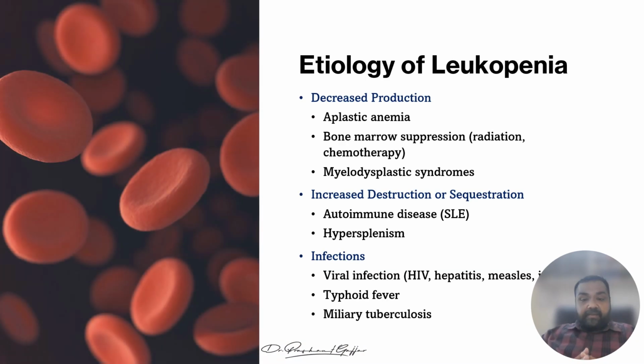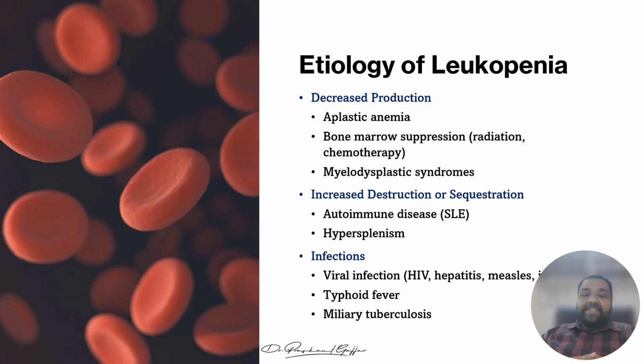So first thing is decreased production. Production decrease हो गया है. So it is related to the bone marrow, right? So aplastic anemia or bone marrow suppression. Bone marrow suppression किस चीज से हो सकता है? Either radiation or chemotherapy or myelodysplastic syndrome. बढ़ जाएगा myeloproliferative syndrome, घट जाएगा myelodysplastic syndrome, right?